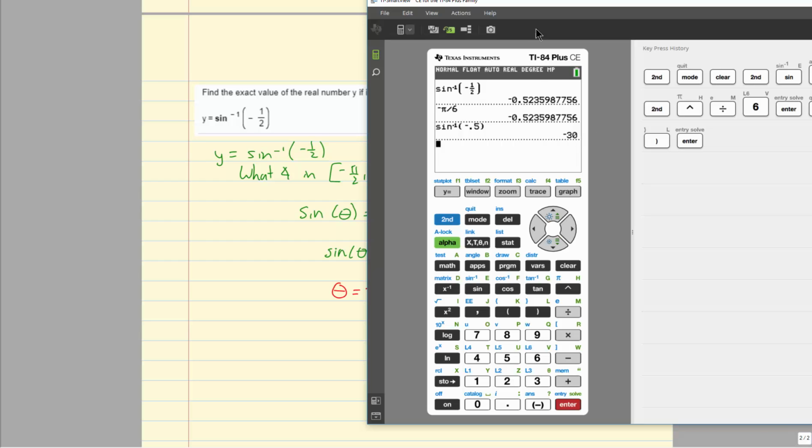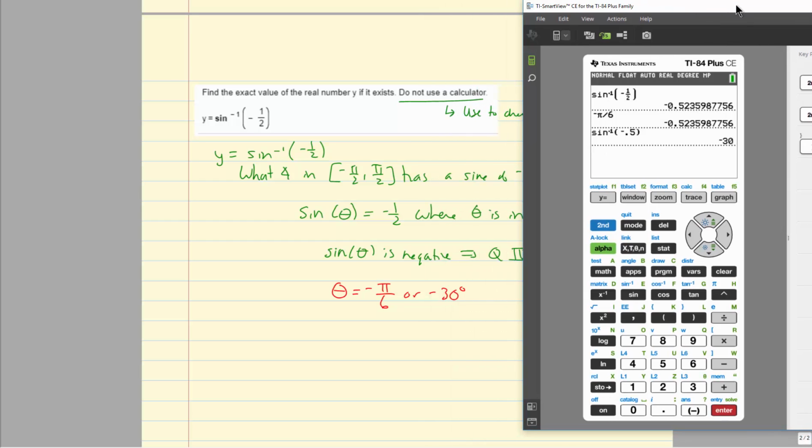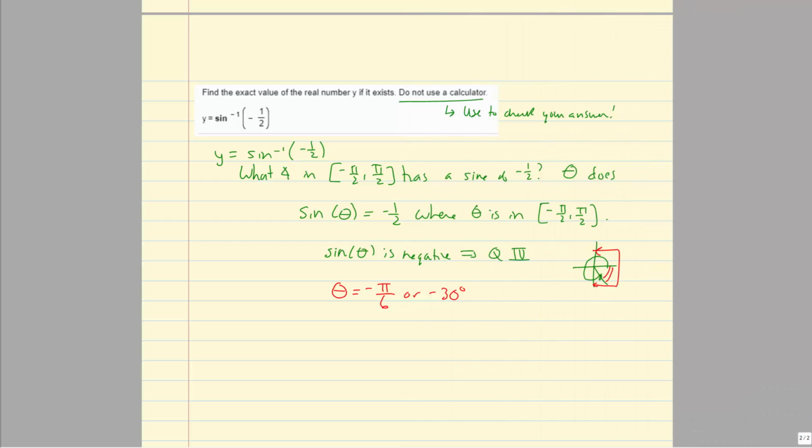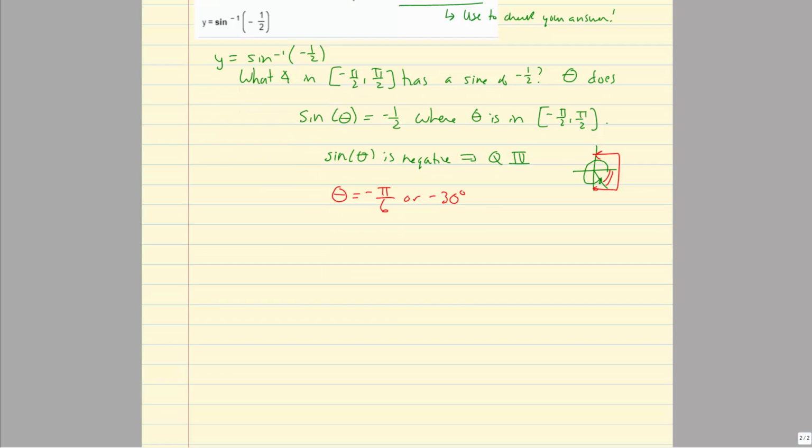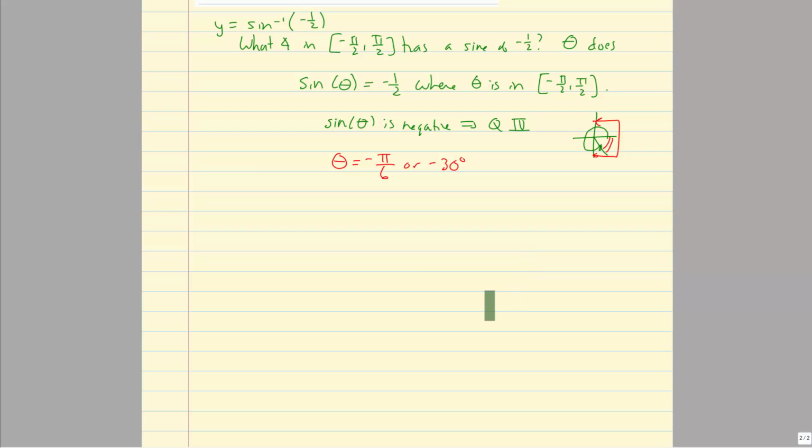Now, on an exam, you could evaluate this and get -30, but there won't be any credit unless there's some work shown. And the work that I would be looking for is this type of work up here. This statement, what angle in this interval has a sine of -1/2? So this is the work I'm looking for, and this is the work that you'll be graded on. So make sure that you understand what's going on here. Your calculator won't always do all of these for you. It's a good way to check some of them, but it won't do all of them, so you have to be a little bit careful about that.